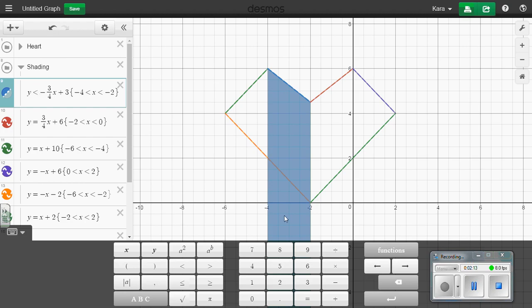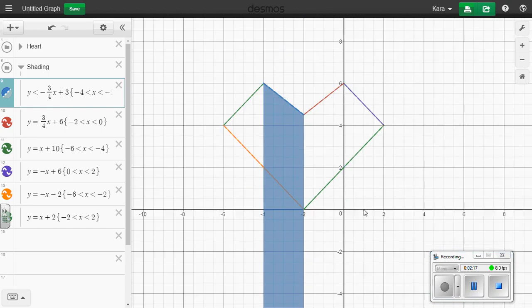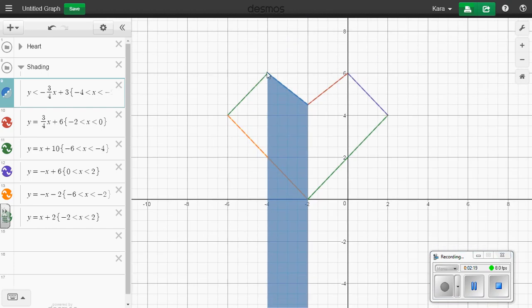But right off the bat, you see some issues. It goes too far, right? It's going to go on forever and ever, so we want to fix that. And it's only limited from here to here with my domain, okay? I'm going to talk about domain here in a second. Let's first talk about how do I stop it from going below this orange line? Well, we have said that y needs to be less than negative 3/4x plus 3, but we haven't said anything about what y needs to be greater than. Well, we know that y needs to be greater than this orange line.